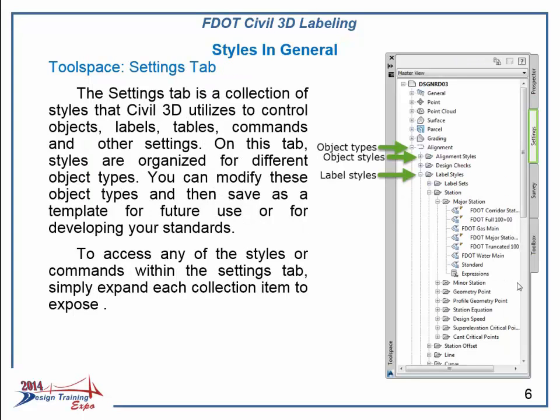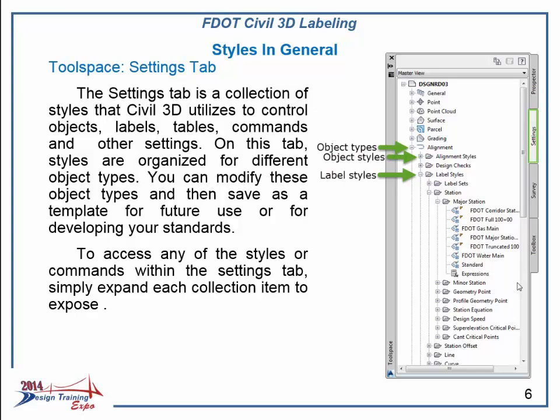The next tab is the Settings tab. This tab is a collection of styles that Civil 3D utilizes to control objects, labels, tables, commands, and other settings. On this tab, styles are organized for different object types. You can modify these object types and then save them as a template for future use or for developing your standards. To access any of these styles in the command within the Settings tab, simply expand each collection item.